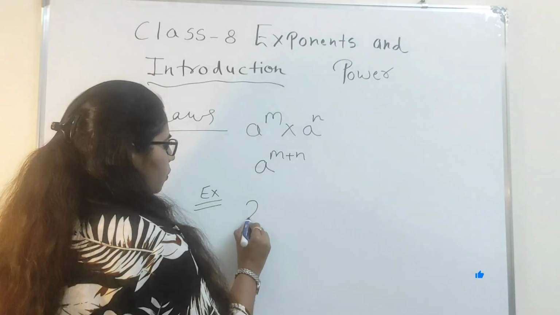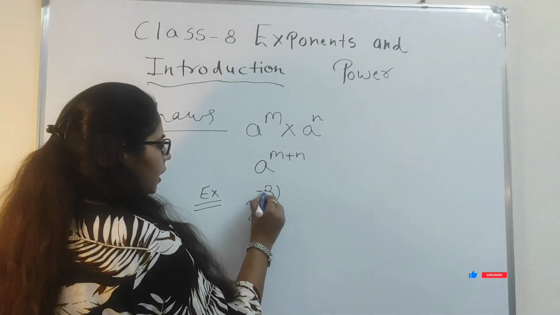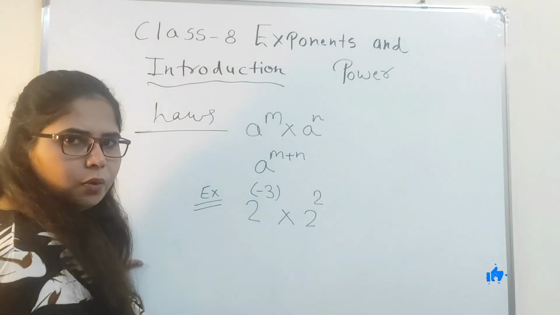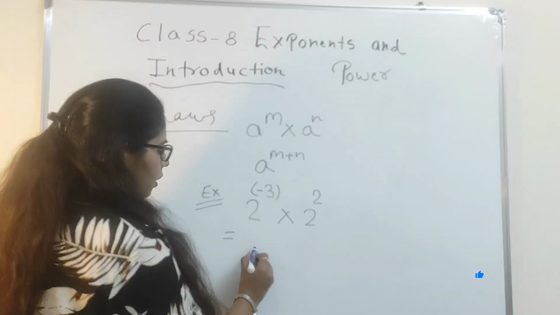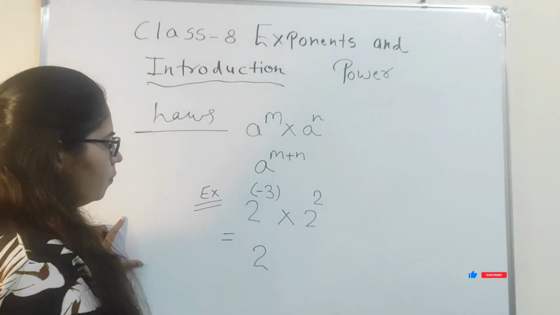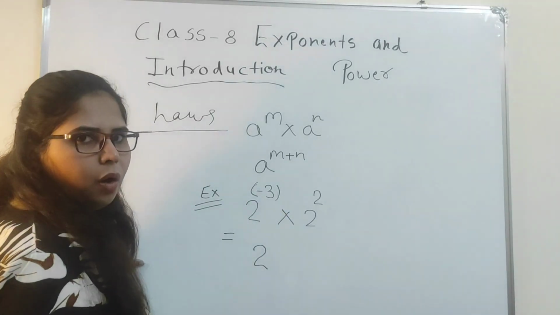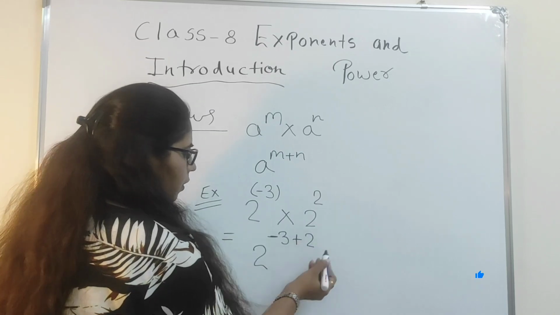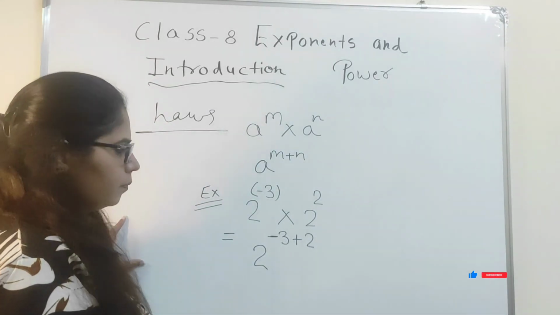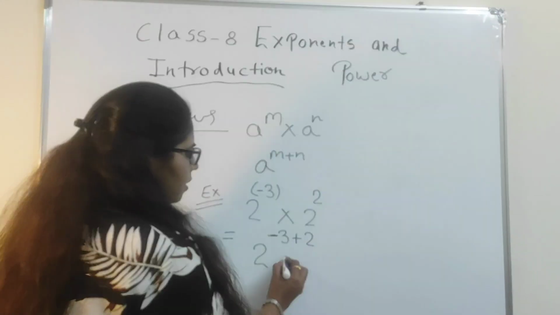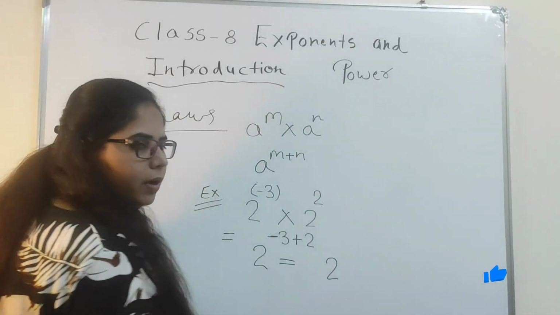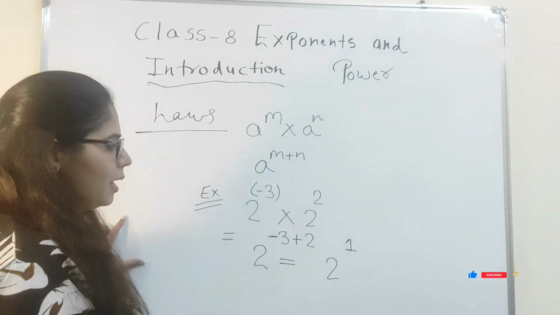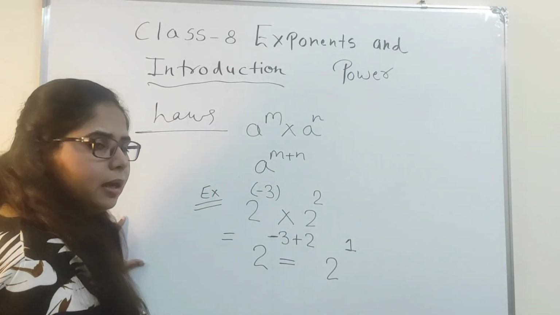Suppose 2 to the power negative 3 multiplied by 2 to the power positive 2. How will we solve it? The base is the same, that is 2. Now, I told you according to the law the powers will be added. So minus 3 plus 2. What will negative 3 plus 2 be? Plus and minus is minus. Minus 3 plus 2, plus minus is minus, so 3 minus 2 will be 1.